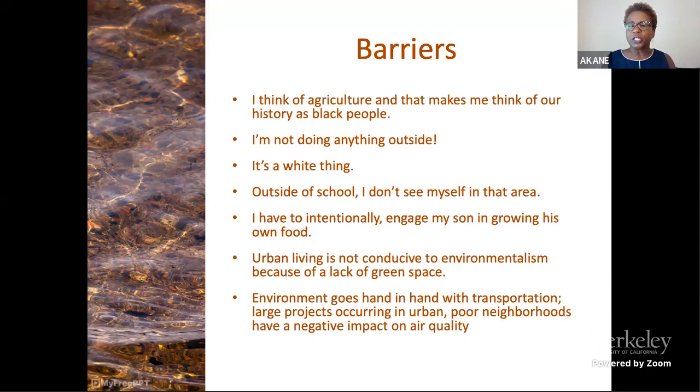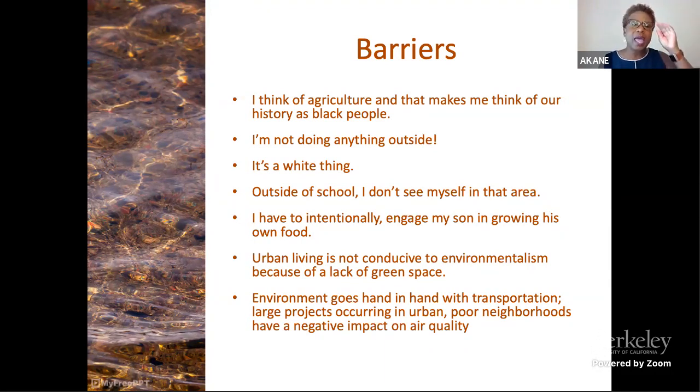what we have to think about is how we can get past some of the barriers. So in preparing for today, I had some conversations and did some polls on what some of the barriers are. I'm talking about those students who do not have access to a lot of green spaces. And these were some of the things that I heard.